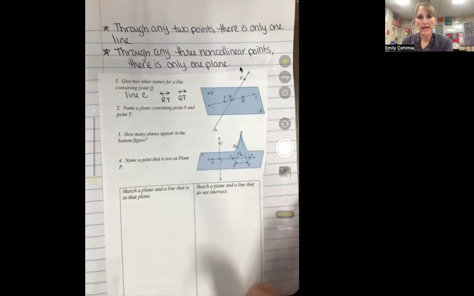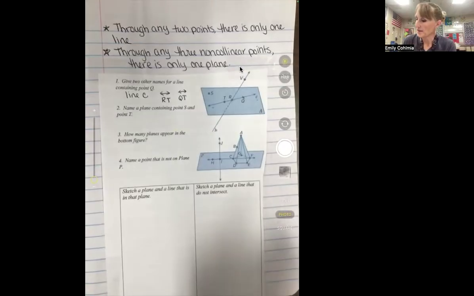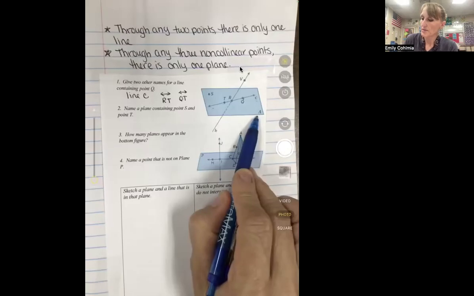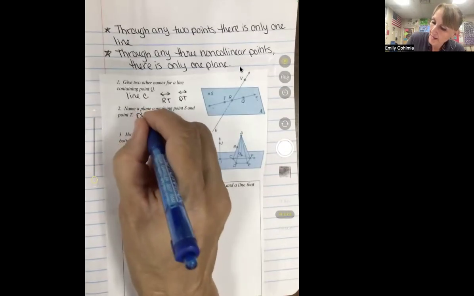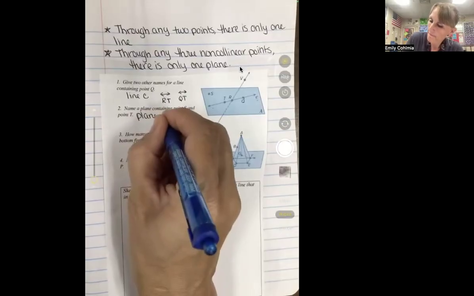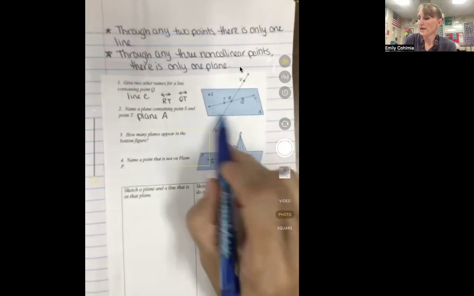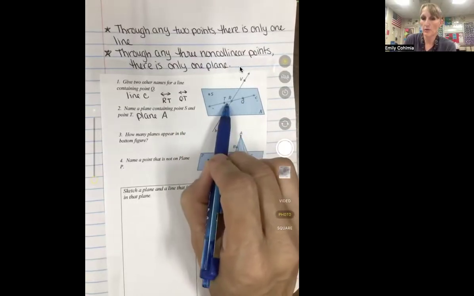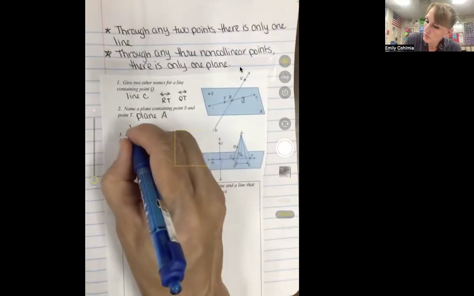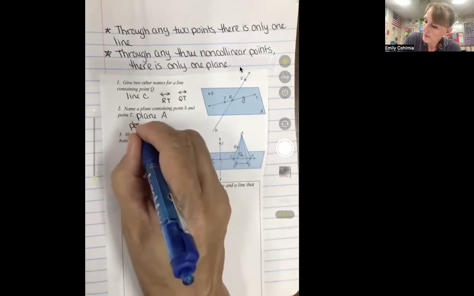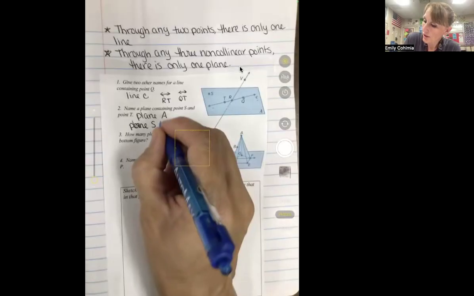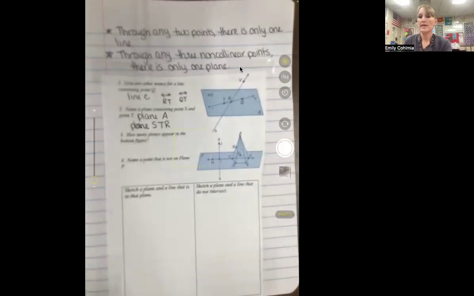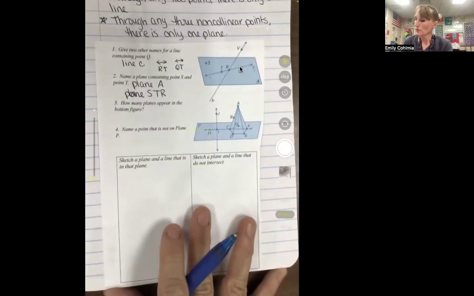So the next one says name a plane containing point S and point T. So point S and point T is this plane. We know that this plane has a script A, so we could say plane A. We could also use any three non-collinear points, right? So we can't use T, R, and Q because that would not be a plane, that would be a line. But we can use plane STR. We could also say STQ. We could also say QSR. It doesn't have to be in any specific order.